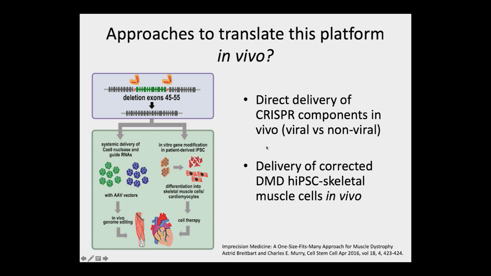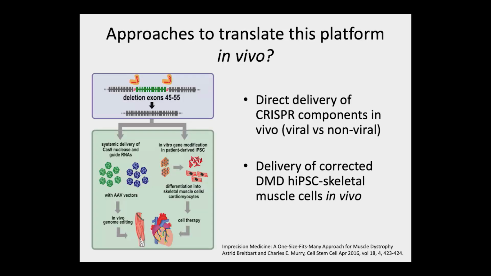There are others, but these are the two that we're thinking about, really, which is to directly deliver the CRISPR machinery in vivo to correct skeletal and cardiac muscle using standard viral vectors like AAVs, AAV9. It's an exciting time right now in the Duchenne field. There's a lot of preclinical and also clinical trials going on right now with AAVs, and so that's really an exciting avenue, and I'll tell you about our progress there.